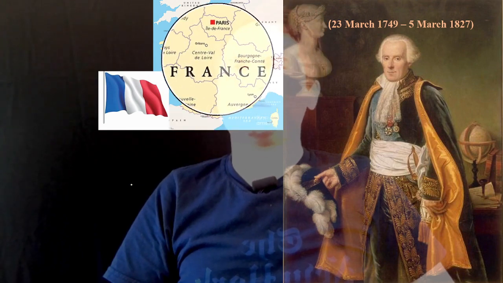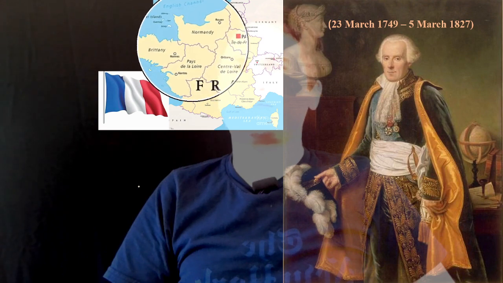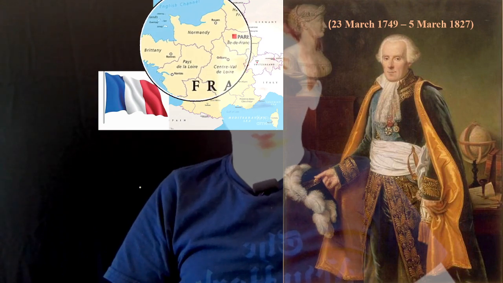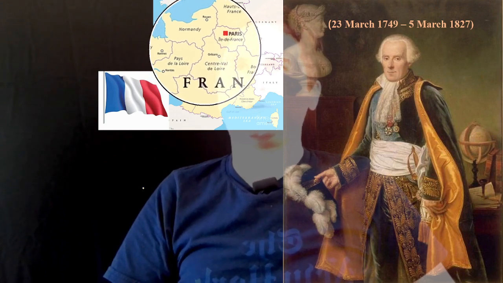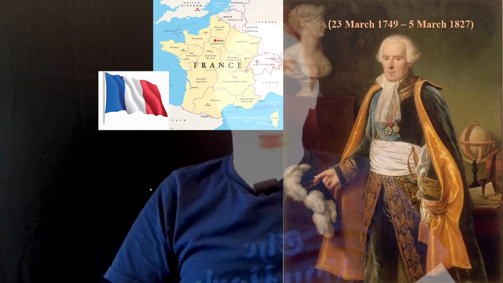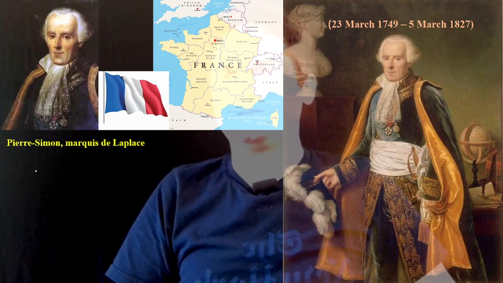This is a French map, and you can see Normandy, and also Paris, which is almost 40 kilometers away.